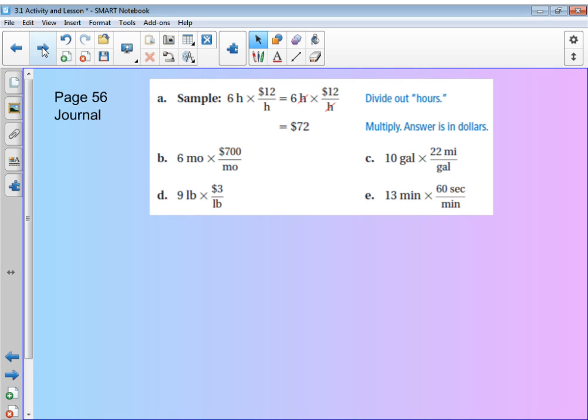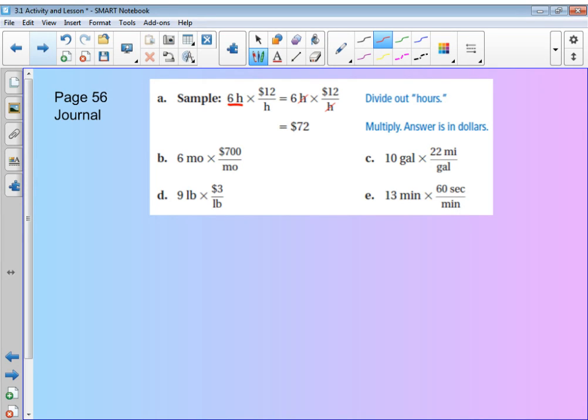Today we're going to be working with continuing rates. So this example that we're working with here is just working with what we would call a unit rate. In our example, and this is on page 56 of your practice journal book, if you would like to do them as I go through, you'll notice that in the sample, we have 6 hours times $12 per hour. So this would be an example of something like if you were working a job.